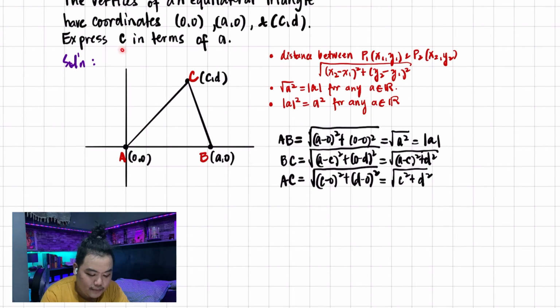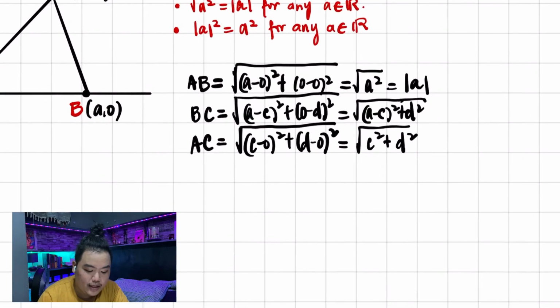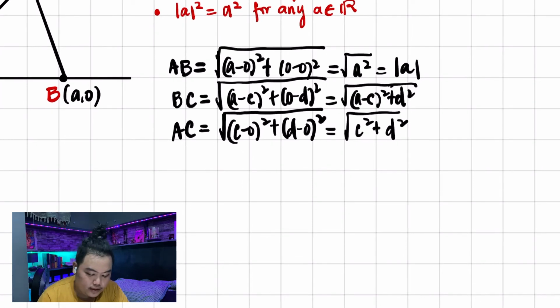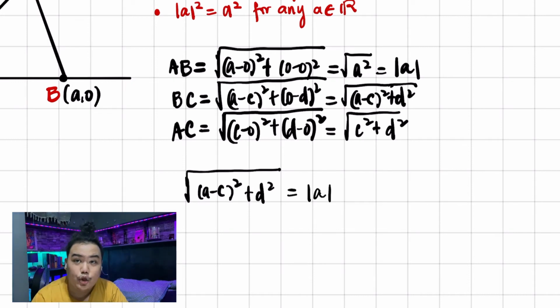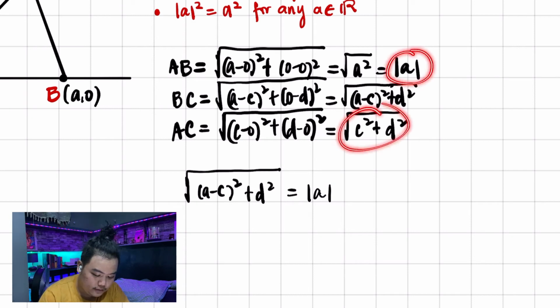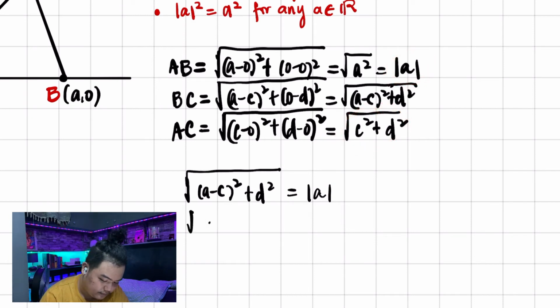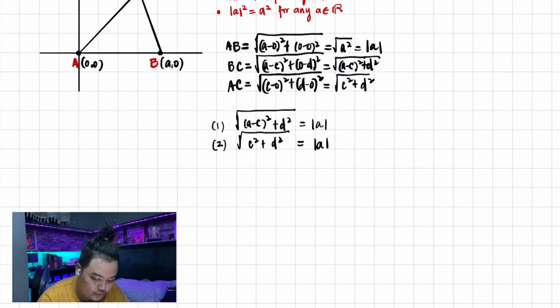Okay, so sabi natin na equal lahat ito. Ang goal natin ma-express si C in terms of A. So kailangan mawala yung variable na D dito. So ito equal dito, ito rin equal doon. Pwede mo isipin na gano'n. So square root ng A minus C square plus D square equal to absolute value ni A. Yung pangalawa naman, this equal to this. Equal siya, ayan. So, meron kang dalawang equation. So, itago natin sa equation 1 and 2.